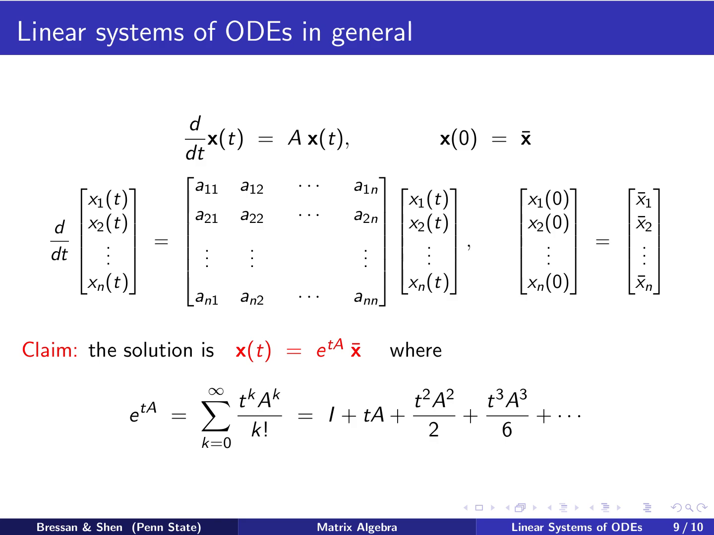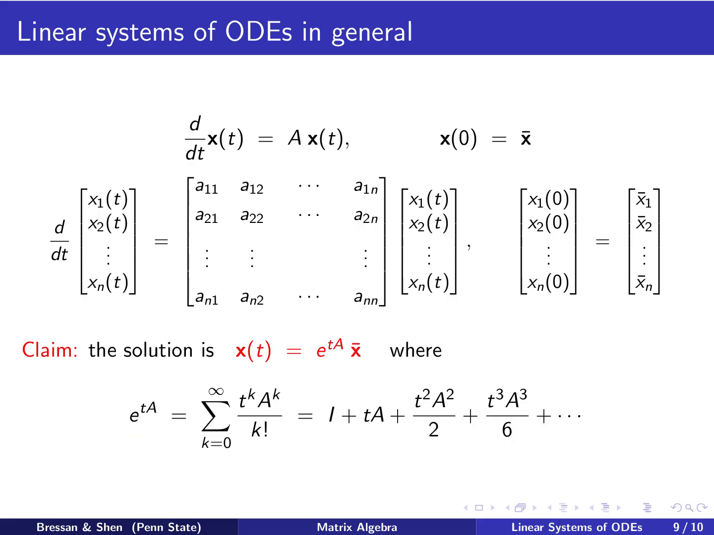So let's take some hint from the scalar equation, and let's claim that the solution here is also explicit, that we can write out, where x of t is e to the tA times x bar. So we introduce this exponential of the matrix here, A times t. And then what is this e to the tA?